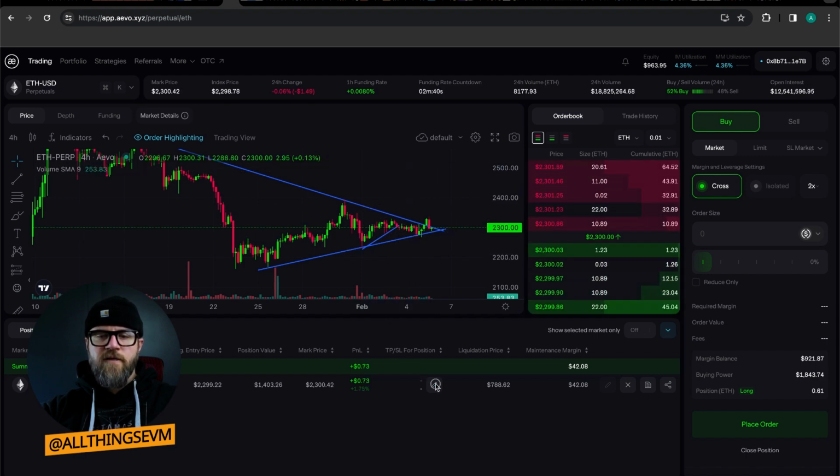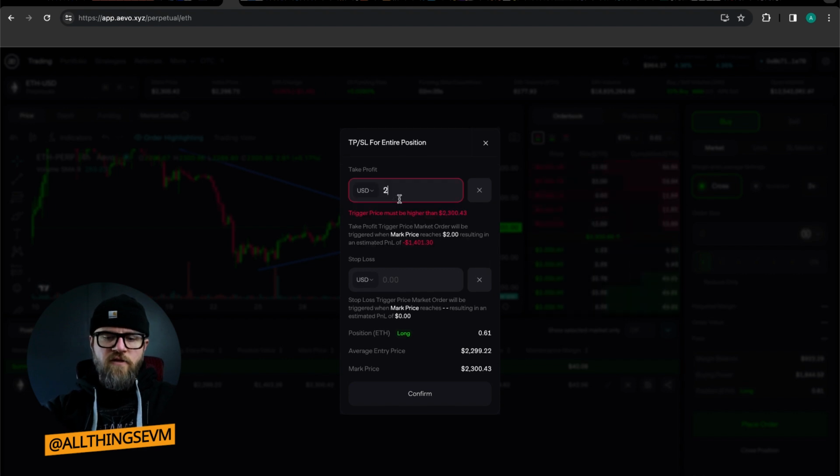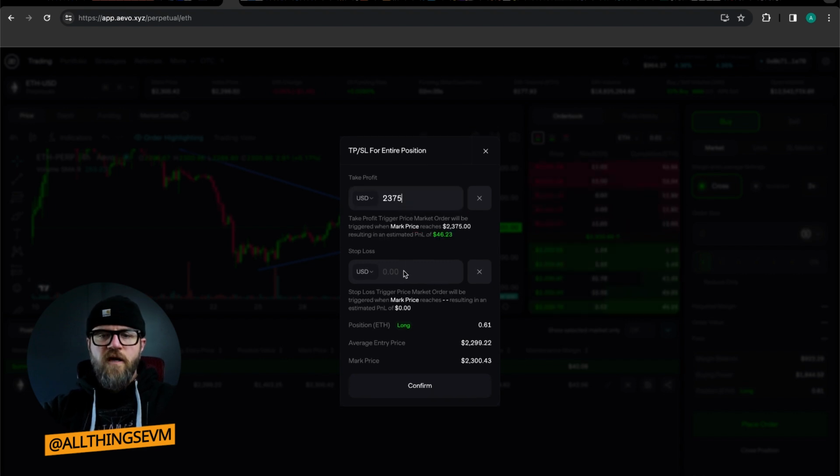So I'm going to hit the edit button here. The take profit will be, again, at 23.75, and that'll give me a $46 profit if I do win the trade. And then below that here, I want to put 22.75 for my stop loss, and I will lose only $15 in this trade if I get stopped out. So this is how you have some nice risk management, especially when farming an airdrop.